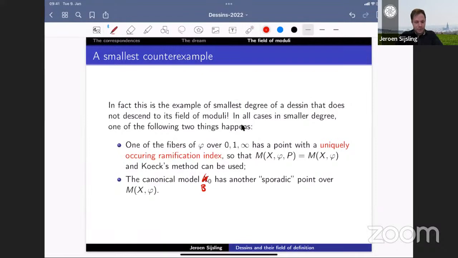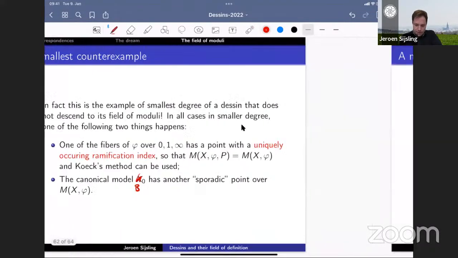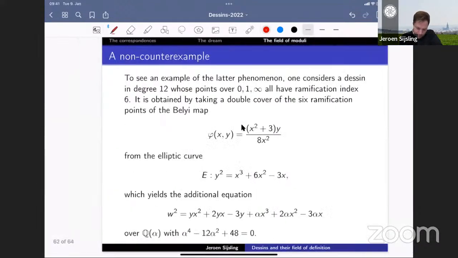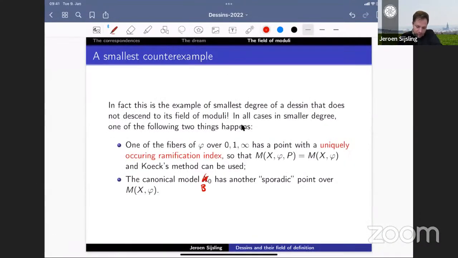And in small degree, this always happens. I had another example here where you can really see this in action, but I think I will leave it at that. So the message is, this is really a problem for the sense, and it will happen that these ascent issues arise.